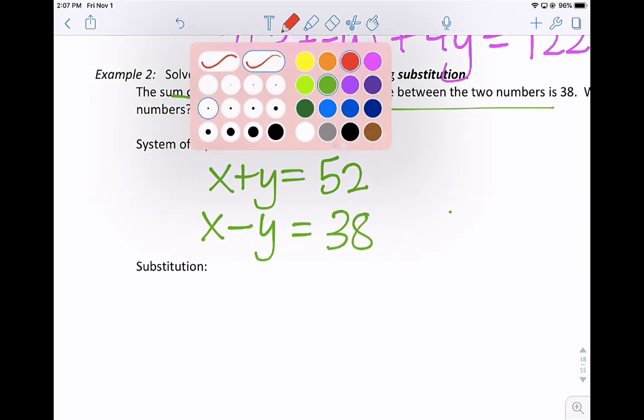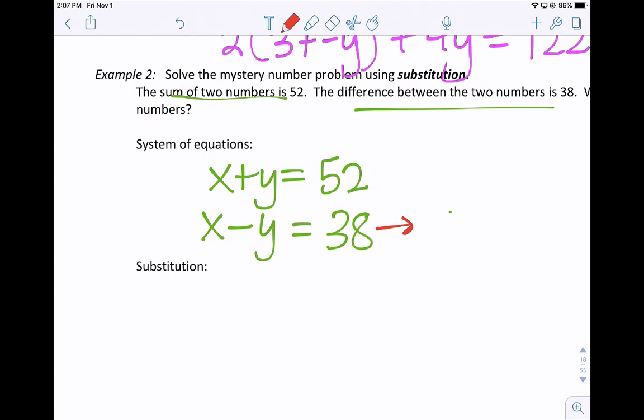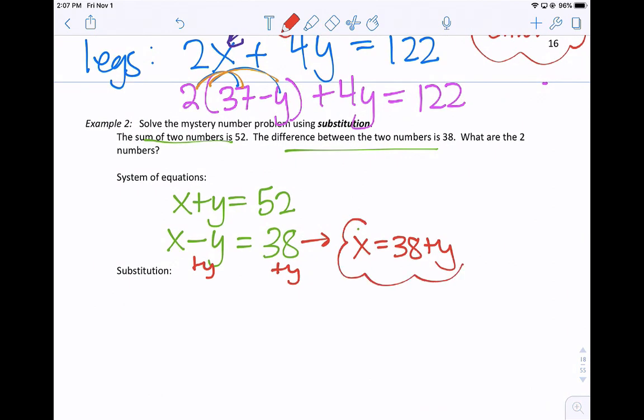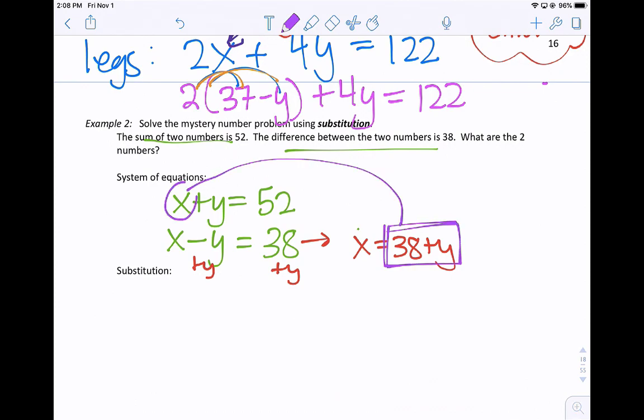Okay, so let's solve this. First we have to get x or y by itself. Here I'm just going to add y to each side. So I get x equals 38 plus y. And so 38 plus y, we're going to plug that in. I should put the cloud. Okay, so first step, get x or y by itself. Done. Second step, plug in. So I'm going to take this 38 plus y and plug it in for x into the other equation. So we're going to plug it in there.